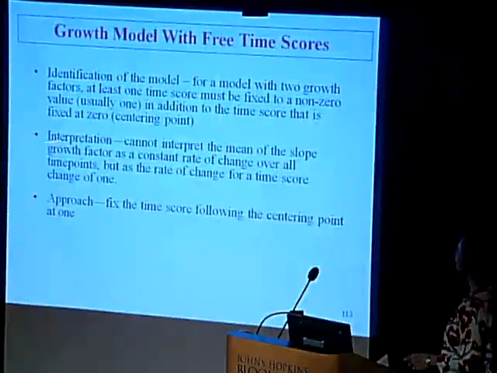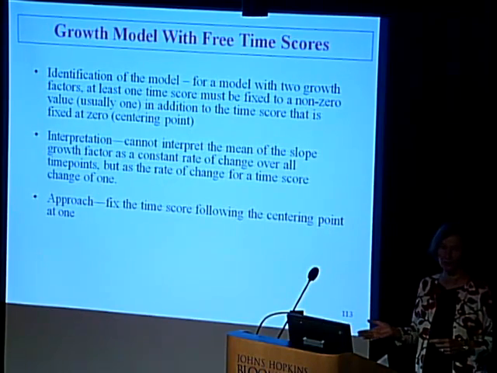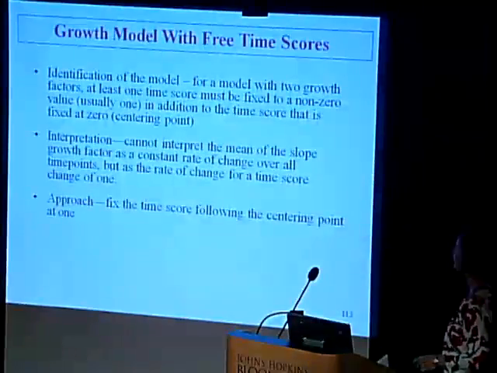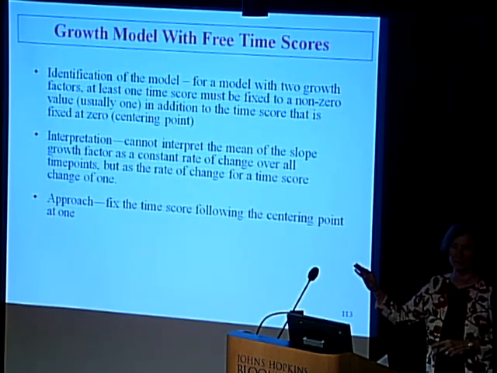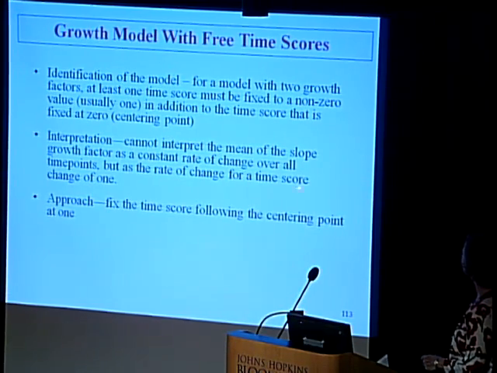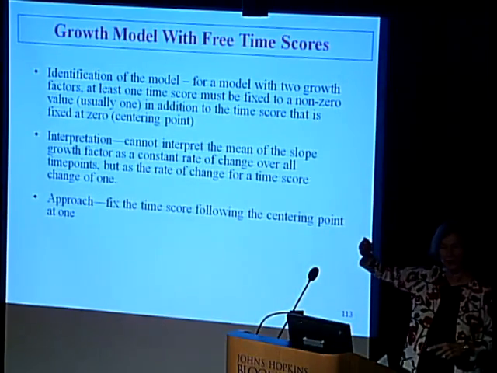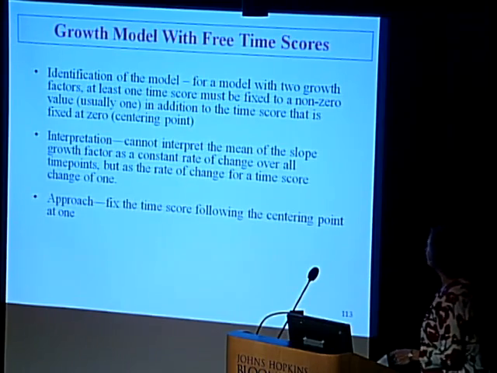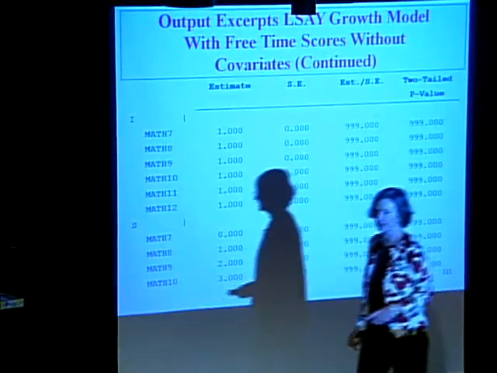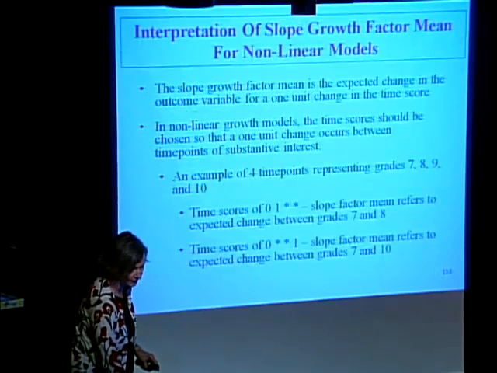And this changes the interpretation of the slope growth factor. We can't interpret the mean of the slope as a constant change over all the time points anymore. We can only do that as the rate of change for a time score of 1. So from 0 to 1, 1 to 2, but not 2 to an estimated time score. Usually we fix the time score following the centering point at 1, but that doesn't have to be done. And I will show you an example of that here.